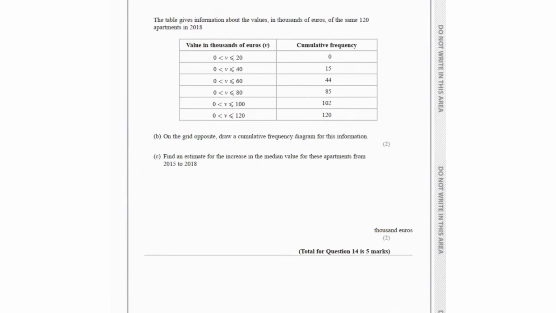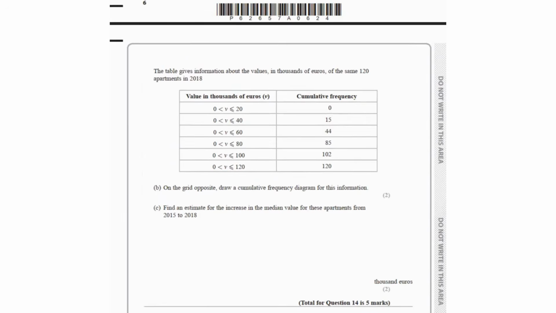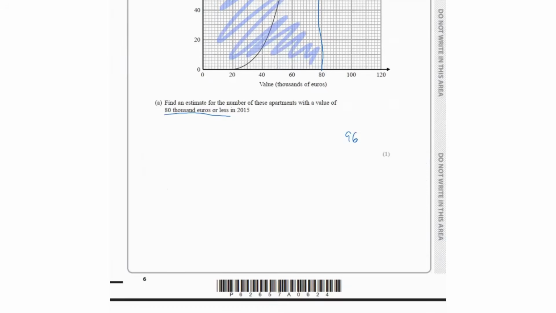Then the table gives information about the values in thousands of euros of the same 120 apartments in 2018. We have to draw the cumulative frequency on the same grid and then find an estimate for the increase in the median value for these apartments from 2015 to 2018. Whenever we're drawing a cumulative frequency graph, remember, you will always focus on the maximum values from the interval. So these are going to be your x values and these are your y values, always. So for 20, it's 0.